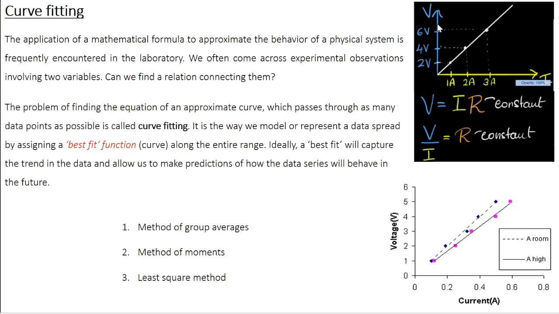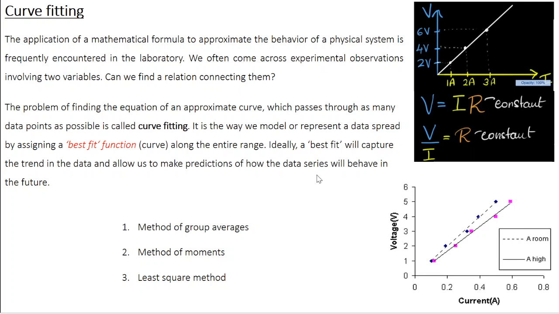Remember, I do not have the experimental data corresponding to 8 volt, but I can theoretically calculate what will be the current at 8 volt. So from this equation I can write V by R equal to I. So at 8 volt, current is going to be 8 volt divided by R, which is 2 ohm. So 8 by 2 is 4. So at 8 volt I have 4 ampere current.